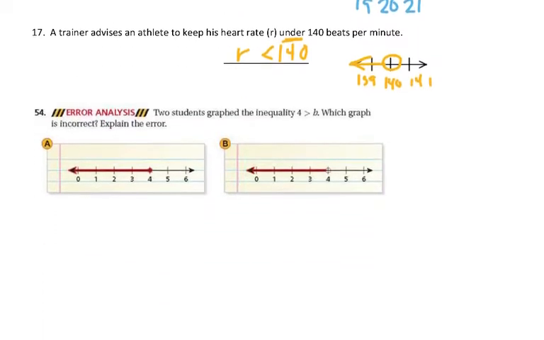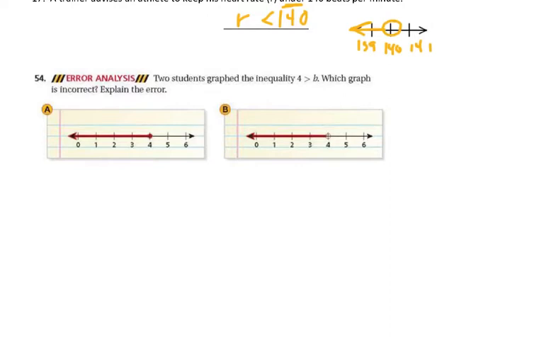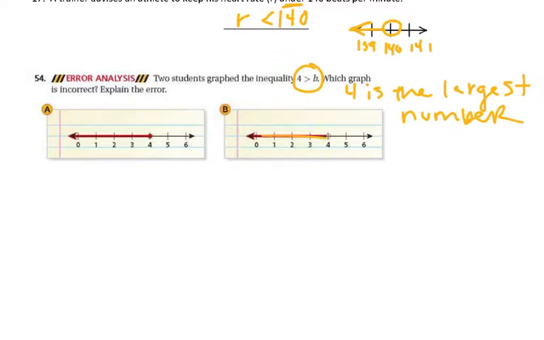Alright, and then our error analysis here. Two students graph the inequality that 4 is greater than b, which graph is incorrect. So again, it'll help because this one is not written in that fancy way of the variable on the left. It will help if we read this as 4 is the largest number that we're looking for.